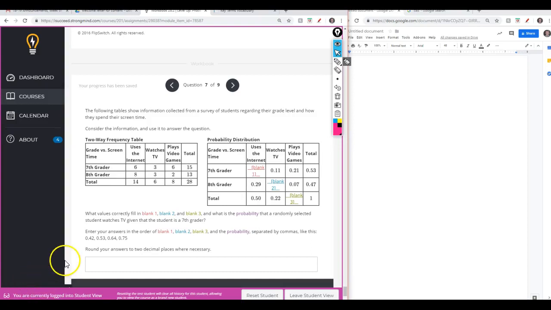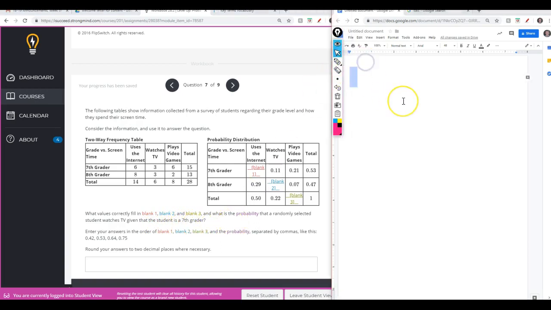The following tables show the information collected from a survey of students regarding their grade level and how they spend their screen time. Consider the information and use it to answer the question. What values correctly fill in blank 1, 2, and 3, and what is the probability that a randomly selected student watches TV given that the student is a 7th grader?